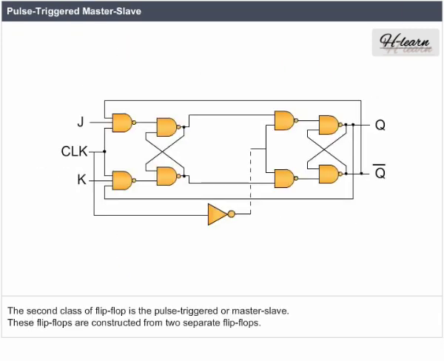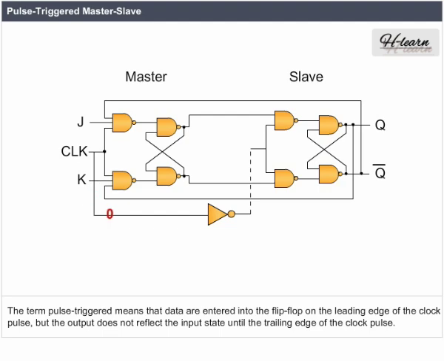Pulse-triggered master-slave. The second class of flip-flop is the pulse-triggered or master-slave. These flip-flops are constructed from two separate flip-flops. The term pulse-triggered means that data are entered into the flip-flop on the leading edge of the clock pulse, but the output does not reflect the input state until the trailing edge of the clock pulse.